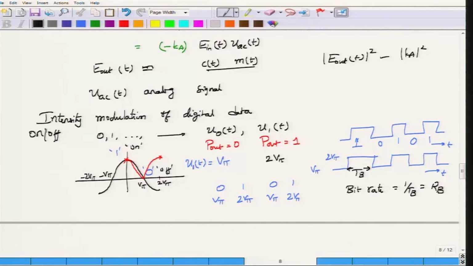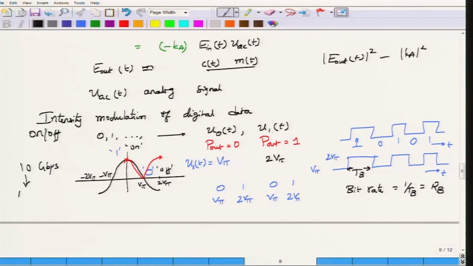So, it is kind of operating like a key. Whenever you get a 0, you go to the minimum transmission point, when you get 1, you go to the maximum transmission point. So, this is how you can perform intensity modulation of digital data or on off keying. This is a popular modulation technology that has been used up to 10 Gbps optical communication systems.